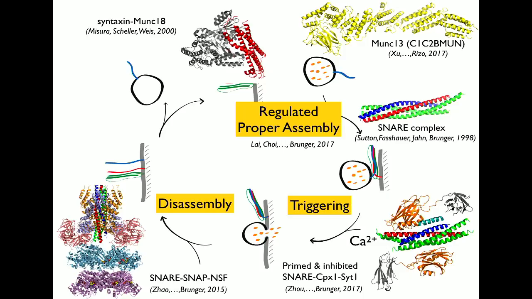So as you can see, we've populated this cycle, but of course there's much more to be done, and we really need to figure out exactly what happens upon calcium triggering and how the disassembly of this machinery works, and that will ultimately also have broader implications for this general family of fusion proteins as well as for these particular types of ATPases.